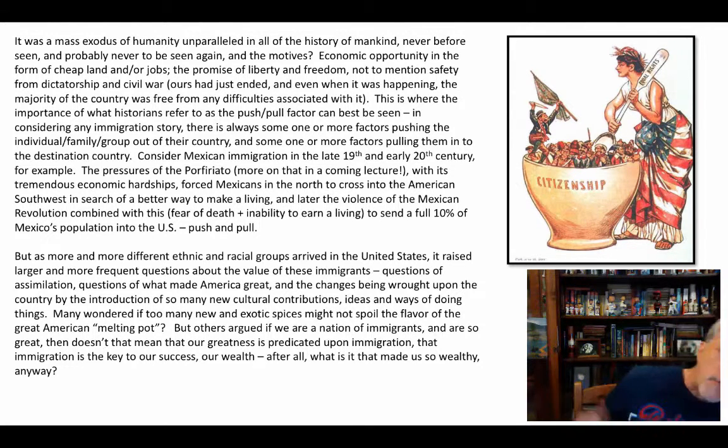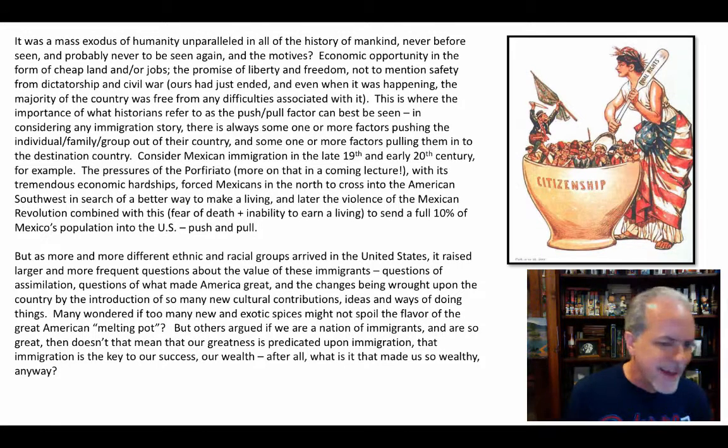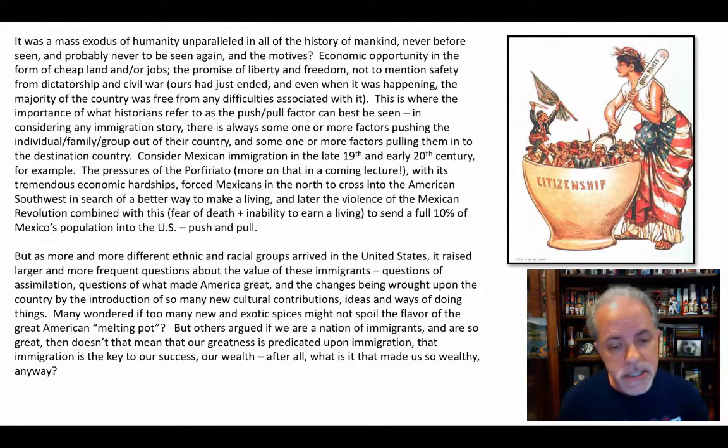Push and pull. But as more and more different ethnic and racial groups arrived in the United States, it raised larger and more frequent questions about the value of these immigrants. Questions of assimilation, questions of what made America great, and the changes being wrought upon the country by the introduction of so many new cultural contributions, ideas, and ways of doing things. Many wondered if too many new and exotic spices might not spoil the flavor of the great American melting pot. But others argued if we are a nation of immigrants and are so great, then doesn't that mean that our greatness is predicated or based upon immigration? That immigration is the key to our success, our wealth? After all, what is it that made us so wealthy anyway?